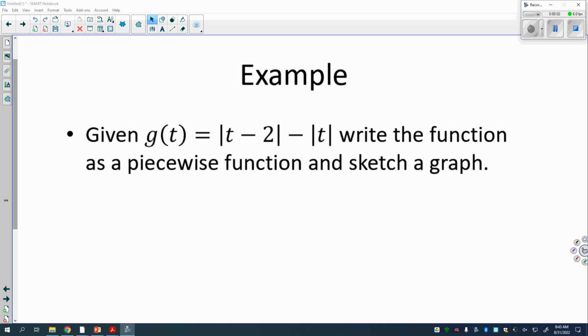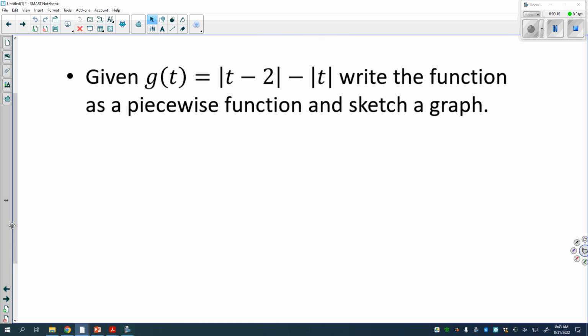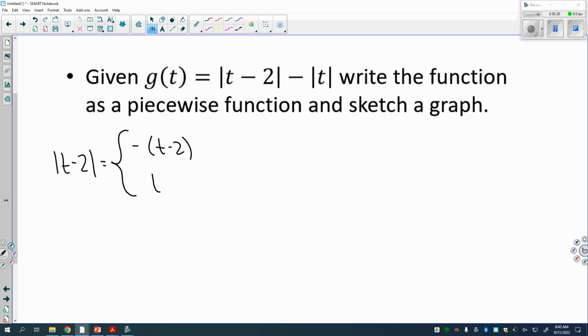All right, to do this problem, we're going to have to break it up in a couple of different ways. There are two parts to this function. There's the absolute value of t minus 2 part, and from our definition of absolute value, we know that we can write that as a piecewise function. There's the negative portion of it, and there's the positive portion of it.